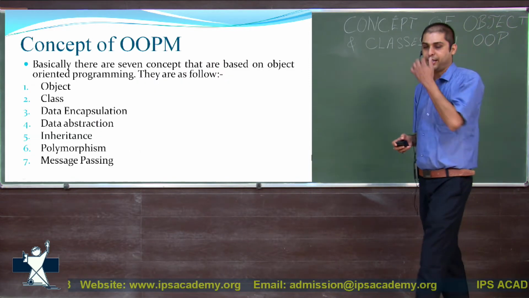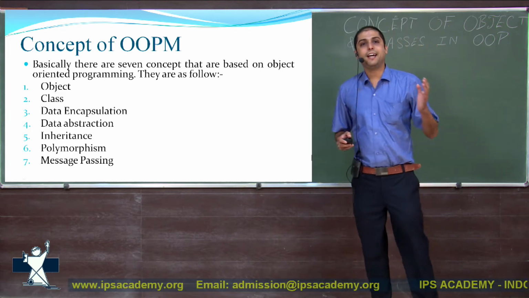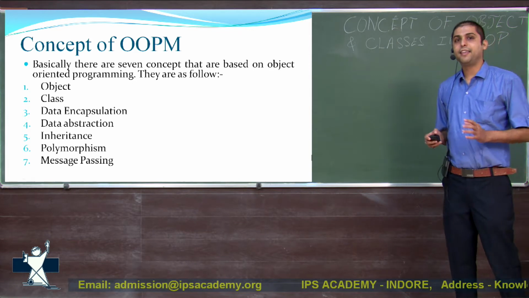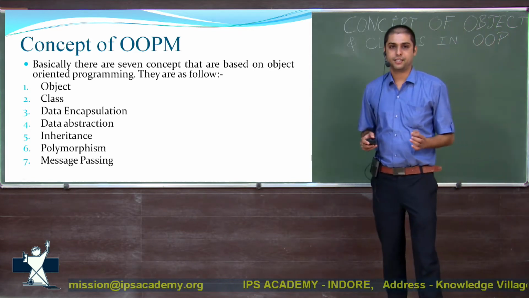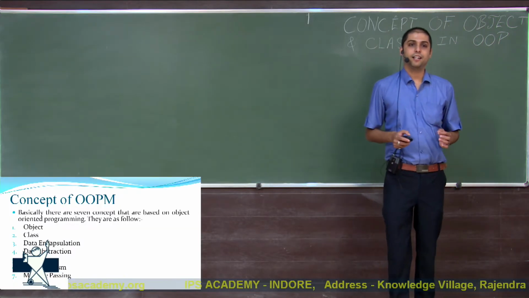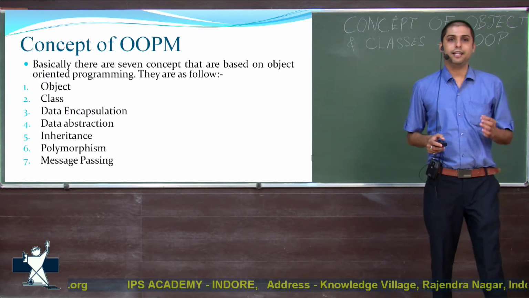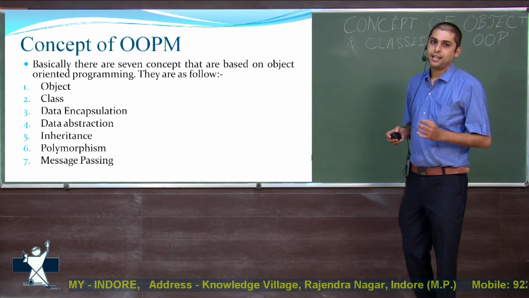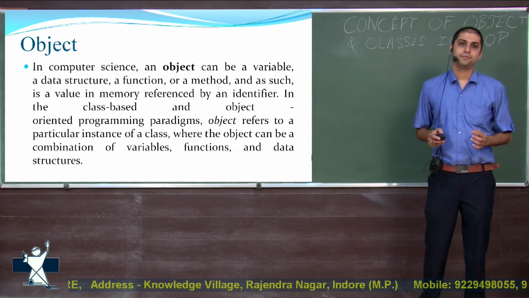Concept of object-oriented programming. Basically, there are 7 concepts that are based on object-oriented programming. They are as follows. First, object. Second, class. Third, data encapsulation. Fourth, data abstraction. Fifth, inheritance. Sixth, polymorphism. And seventh one is message passing.